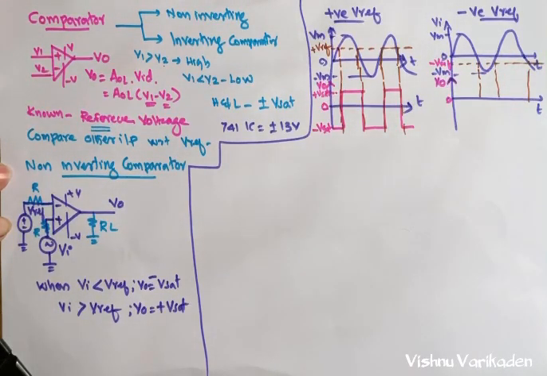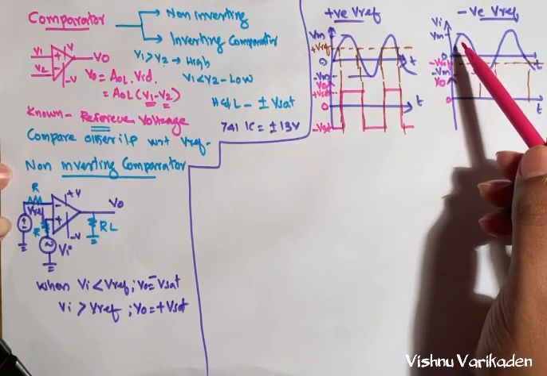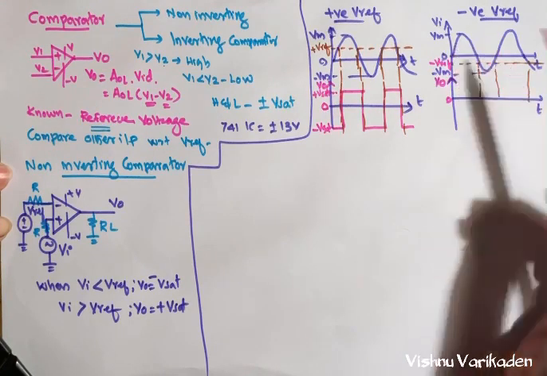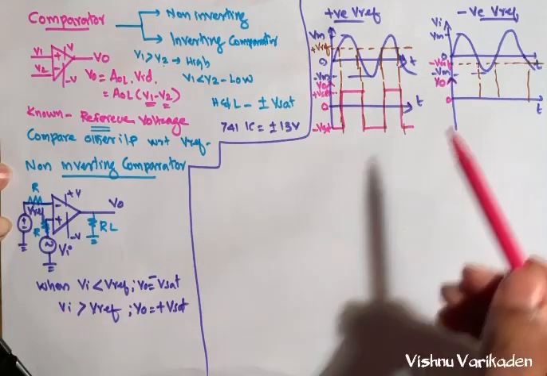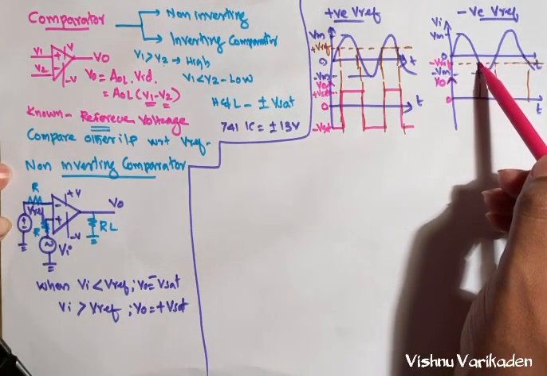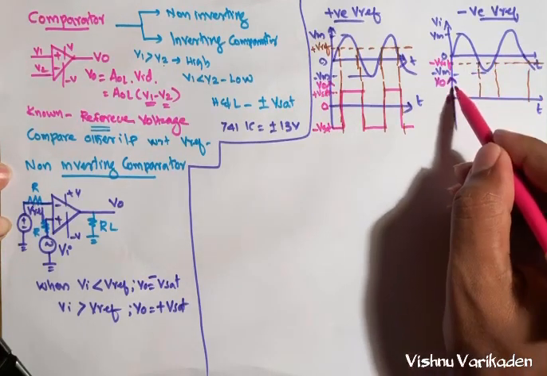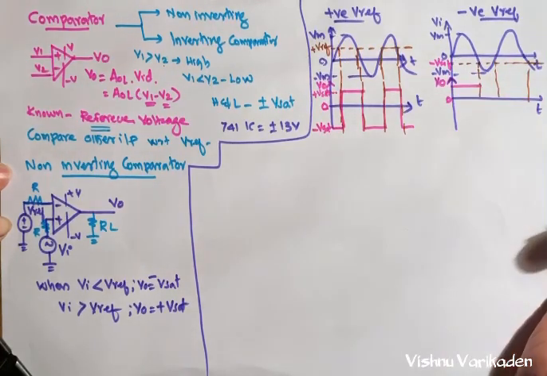Positive input voltage. So the input voltage is higher than the reference voltage. The reference voltage is a negative voltage. So the input voltage is higher than this negative voltage up to this point. So the output is plus VSAT.